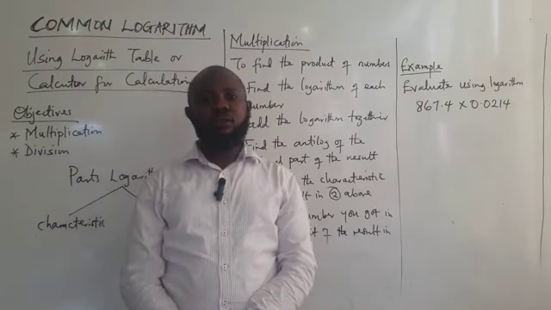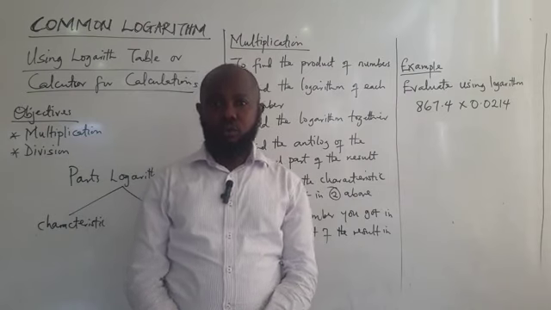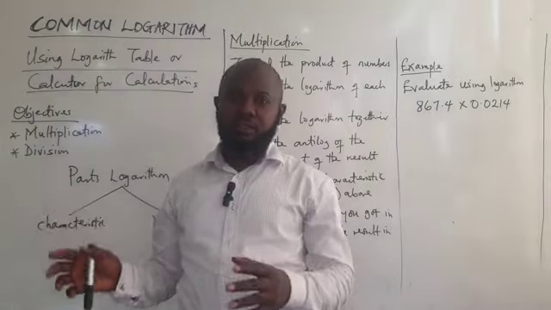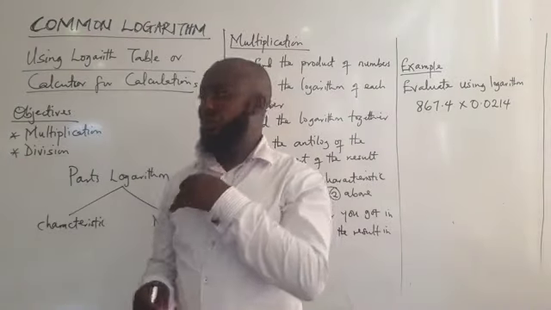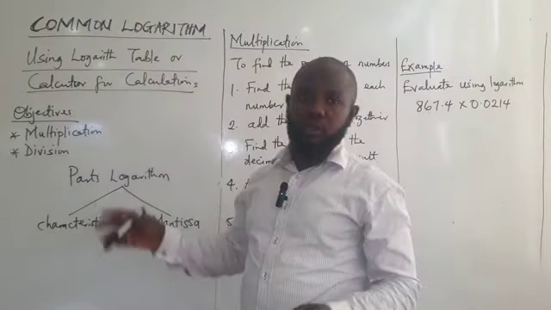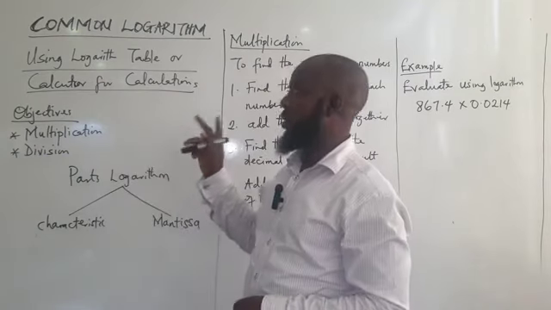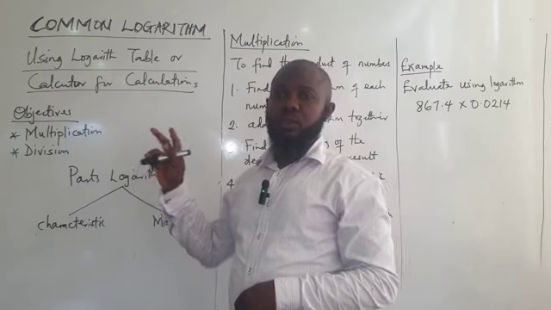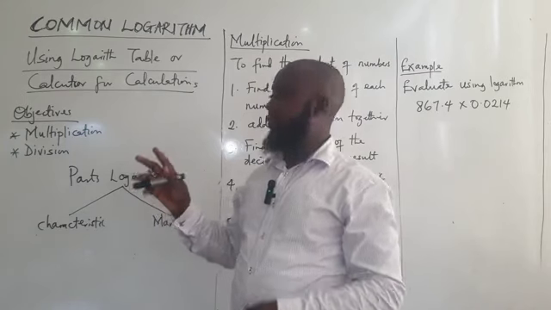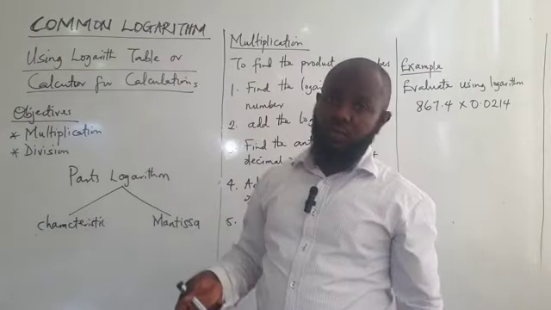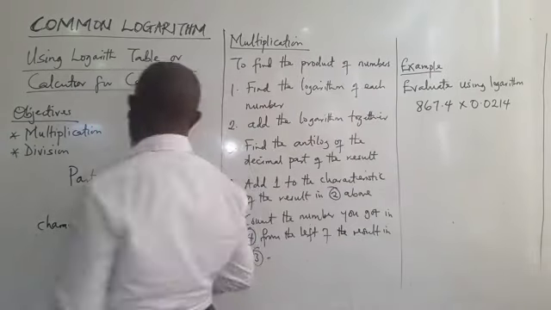So in this class we want to continue from where we stopped. In our last class we talked about the relationship between indices and logarithm. Today we want to look at common logarithm. I made mention of common logarithm in our last video, that common logarithms are logarithms to base 10. So any logarithm that has base 10 is called a common logarithm, and most of the time the base 10 will not be written on it.